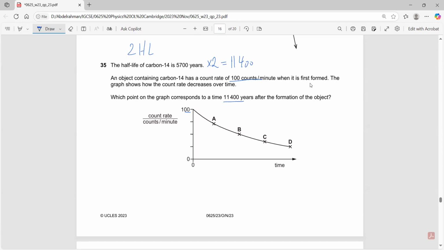You will divide by 2, two times. What was the initial count rate? It was 100. So 100 divided by 2 is 50, and then 50 divided by 2 is 25. Where is 25? This is 100, this is 75, this is 50, and this is 25. It's at D. That's it.